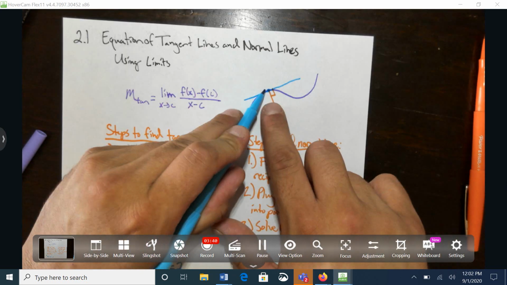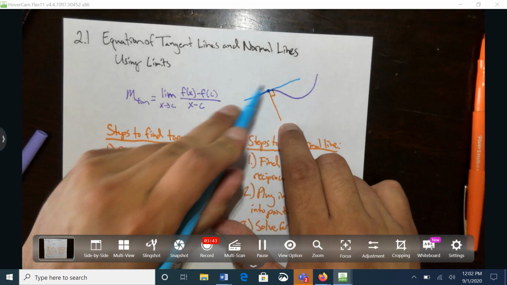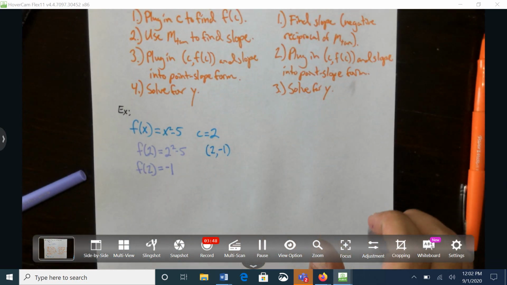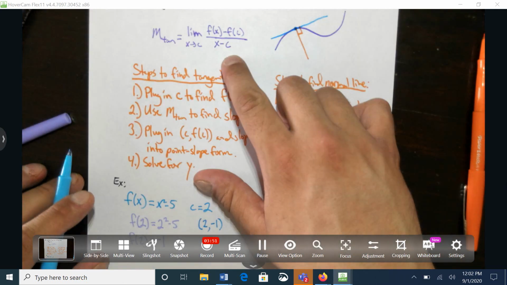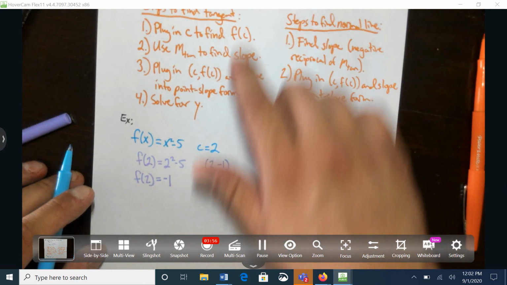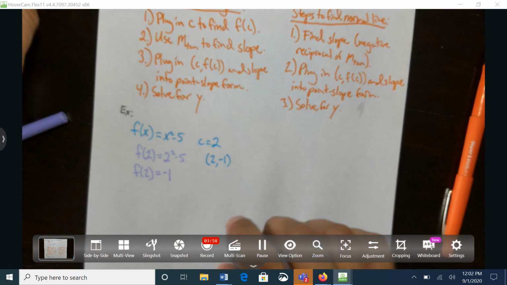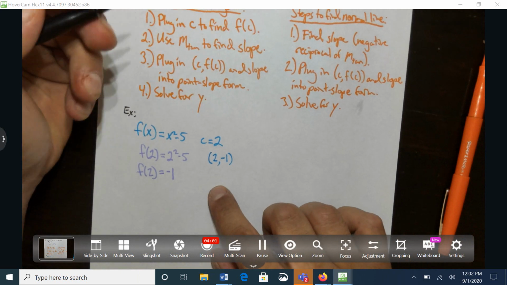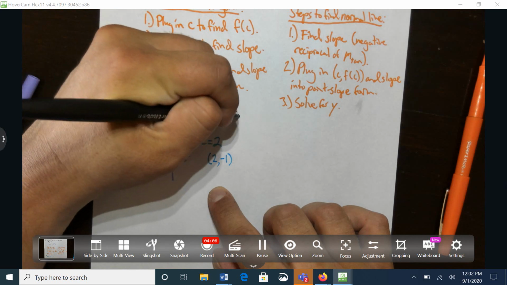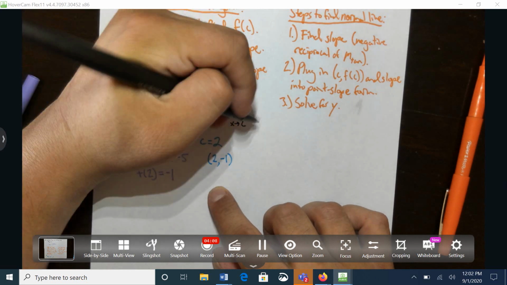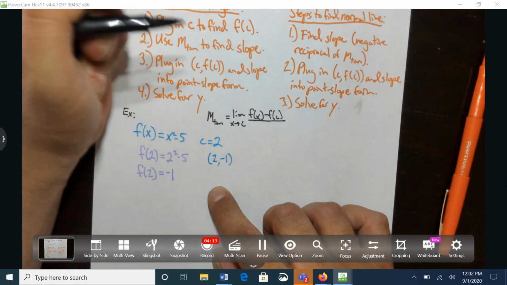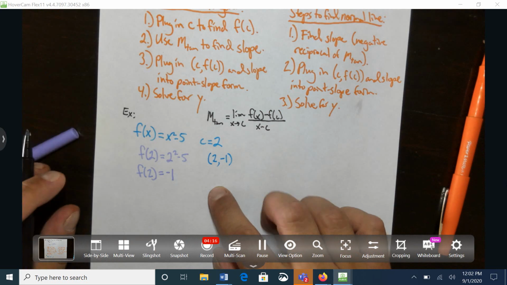So this is the point at which we're concerned. If we're looking up here, it would be this point right here. It's the point of concern where the tangent line touches the function. So now we need to use this mess up here to find the slope of the tangent. I'll just write it up here just so we can see it. M tan is equal to the limit as x approaches c of f of x minus f of c over x minus c.